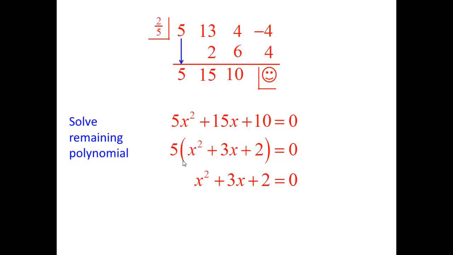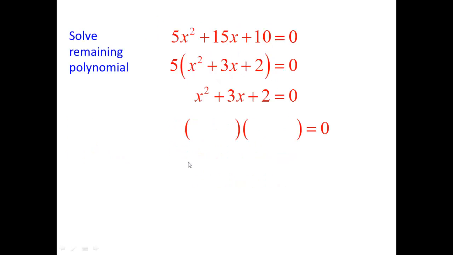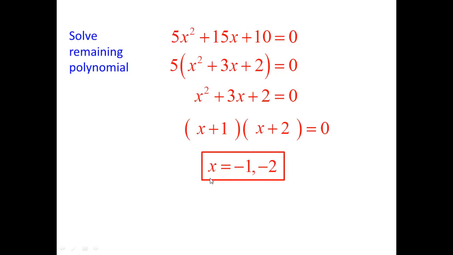So then let's just see if we can factor this further. What are factors of 2 that add to 3? Hopefully you realize that factors of 2 that add to 3 are just 1 and 2, which gives me solutions of -1 and -2. So remember, my original solution was 2/5. I now have 2 more solutions of -1 and -2. The question was not to find all the solutions, it was to find the remaining solutions. So here is my answer.